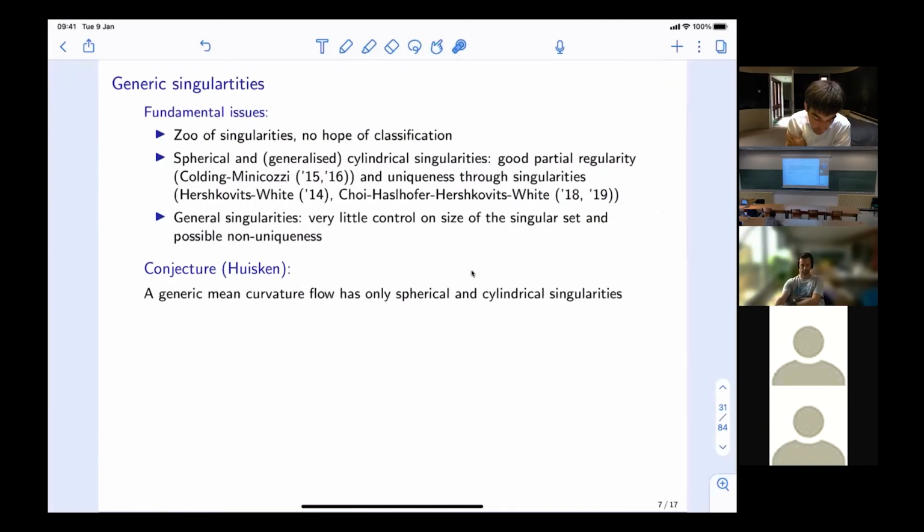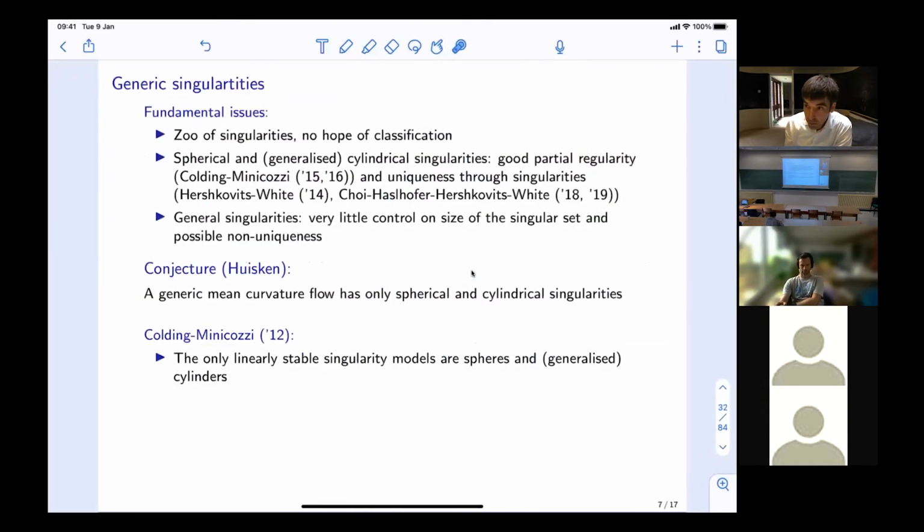Now, there's an old conjecture of Huisken, who conjectured that a generic mean curvature flow has only these kinds of spherical and cylindrical singularities. The question was still, what does generic mean? In what sense of generic?